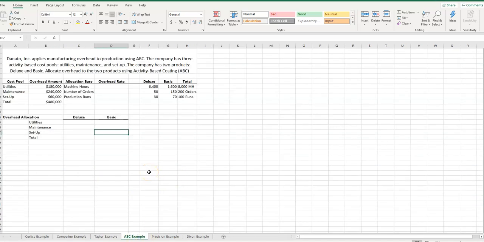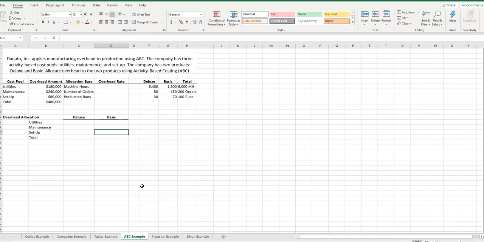In this example, we look at an activity-based costing example. Activity-based costing is a method of costing that we can use within job costing. It is related to how we allocate overhead to jobs. We can use a single rate that we've looked at in other problems, like the CompuLine example, where we had a single rate based on either direct labor hours or lines of code. We can also have departmental rates where we charge one rate in Department B, one rate in Department A, one rate in Department C.